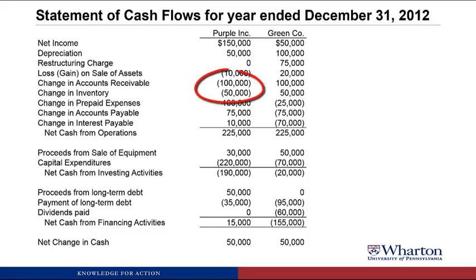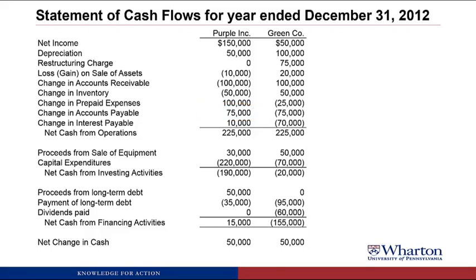So for Purple, we see negative effects of change in accounts receivable and inventory, which means those two accounts are growing. Change in accounts payable is positive, which also means it's growing. So this indicates that Purple's business is growing substantially in terms of their working capital.